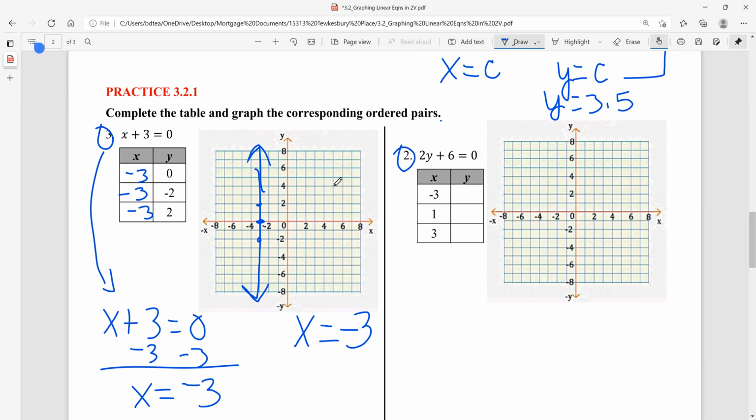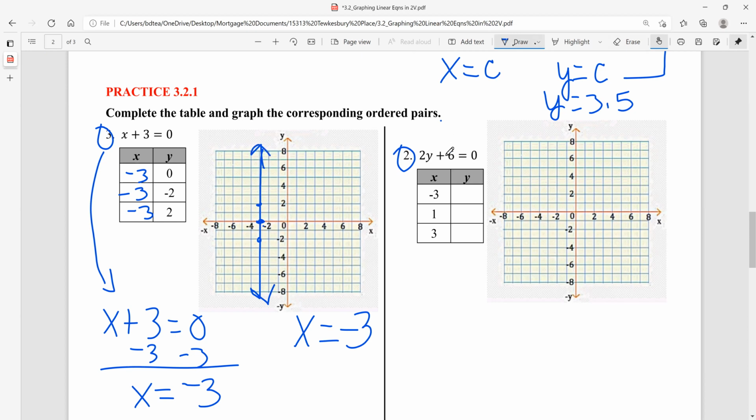You want to start getting familiar with it, because later on they're going to give you the graph and you have to figure out the equation. Or they may give you the equation and you have to figure out the graph. So you want to start making those connections right now.